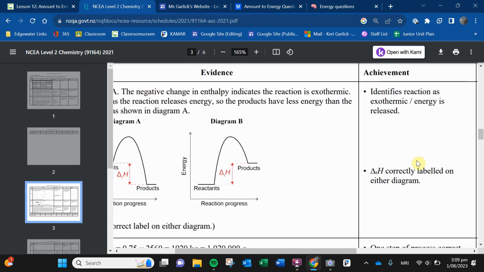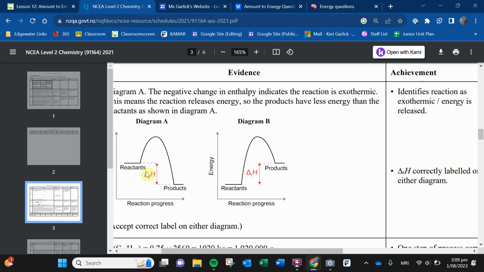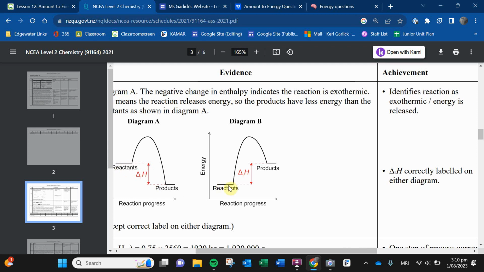The other one is the delta H correctly labeled on either diagram, so just recognizing that it's the difference between the reactants and products that is your enthalpy. Now, something that you see here that we haven't drawn previously is this little hill. This is just referring to activation energy, the energy that's required for the reaction to occur. It's not going to be the end of the world if you don't draw that. The main thing they're looking for is reactants, products, and the difference between them.